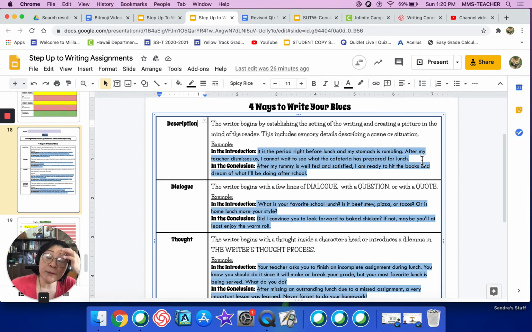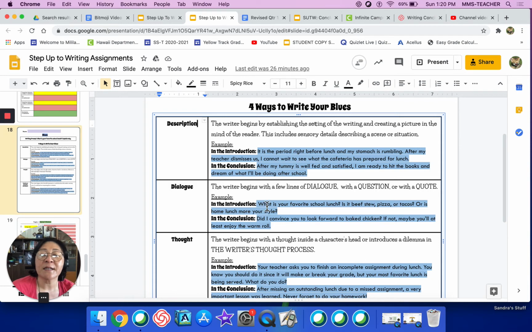Now you will need a blue at the end as well in the conclusion. And so this is an example of a description of a hook in a conclusion. After my tummy is well fed and satisfied, I am ready to hit the books and dream of what I'll be doing after school. Okay? So that's the description one. The second one is a dialogue. So again, the writer begins with a few lines of dialogue or with a question or with a quote.